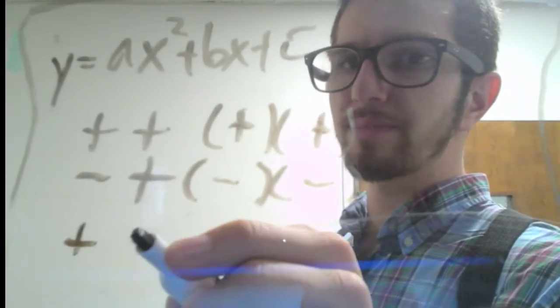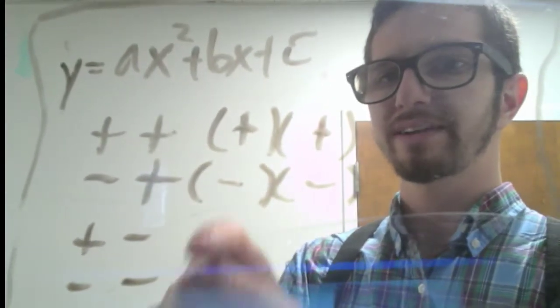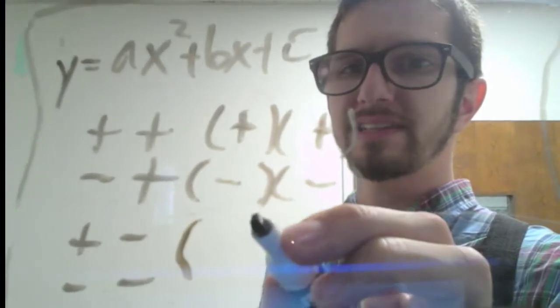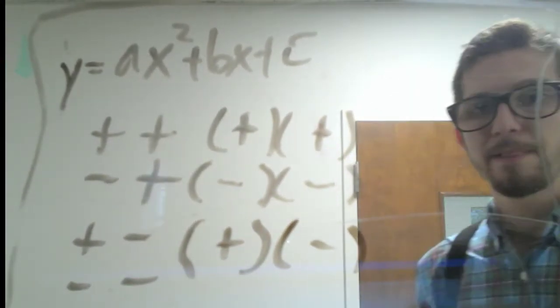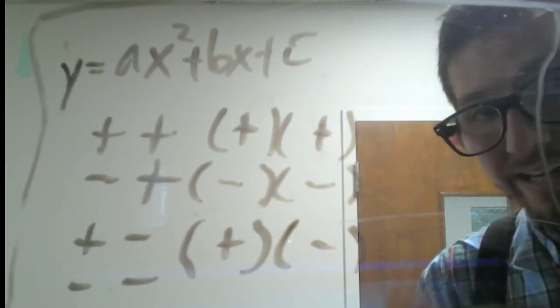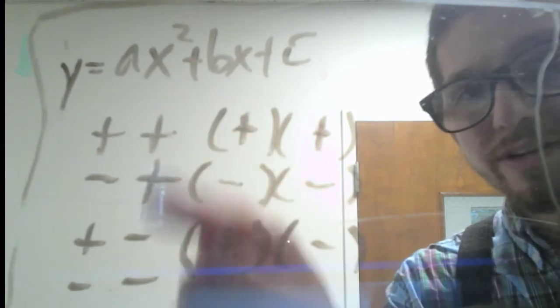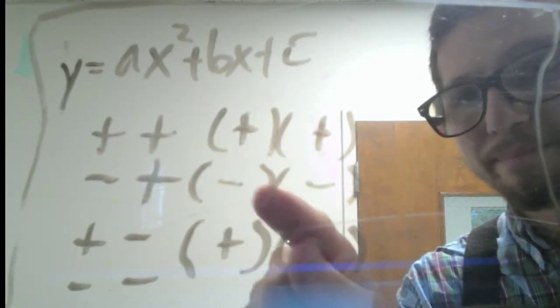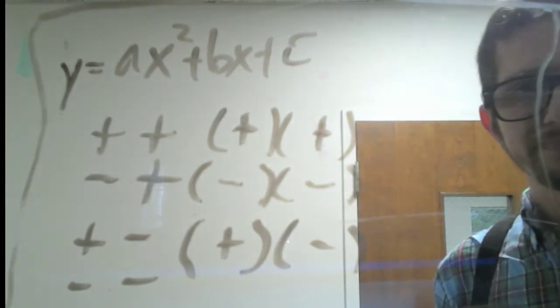If the second number is negative, no matter what, whether it's plus minus or minus minus in this equation, your parentheses are going to be 1 plus and 1 minus. In other words, when we're looking at the factors and combining them, if the second sign is a plus in the equation, the signs are going to be the same. If the second sign is a minus, the signs are going to be different.